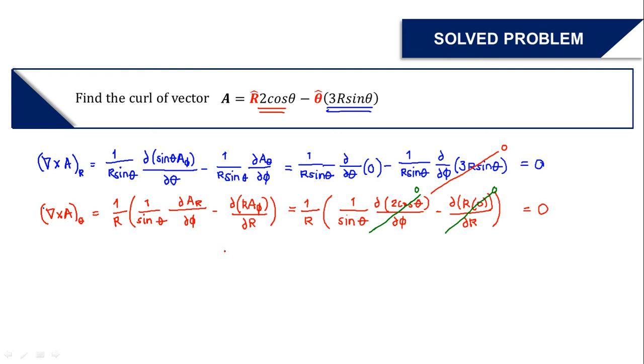Okay. Now for the phi component, let's use green. Del cross A in the phi component is equal to 1 over r times the partial derivative of r A sub theta with respect to r, minus the partial derivative of A sub r with respect to theta. So that's our formula. Please bear with my handwriting.